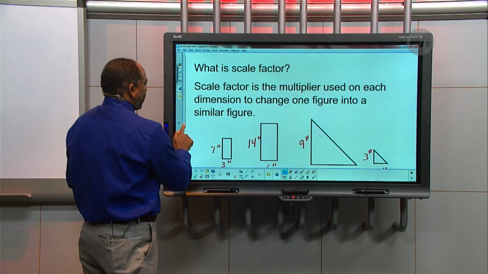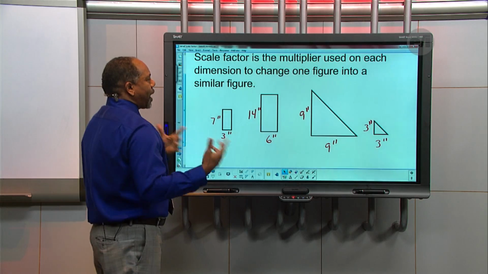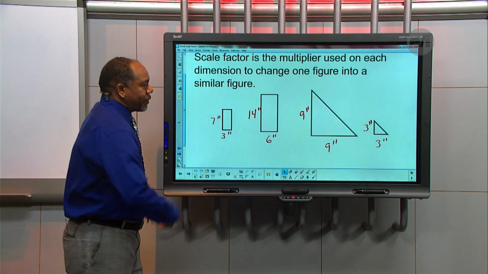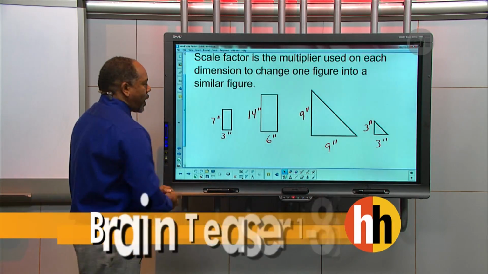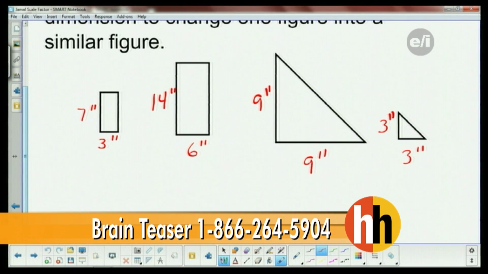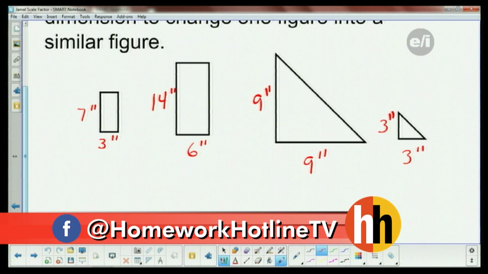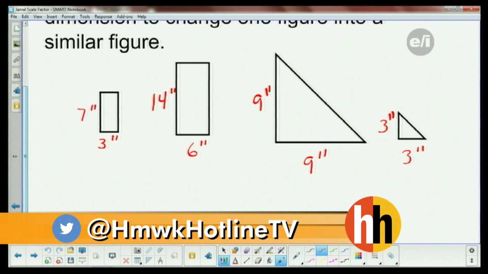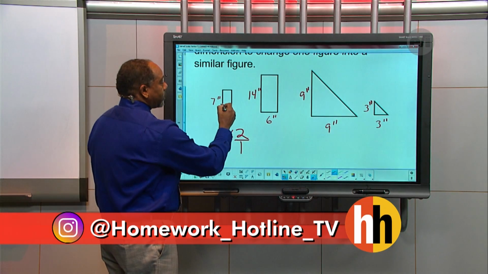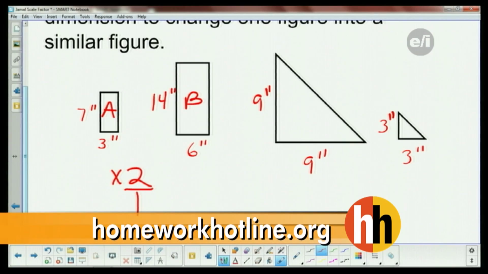So what is scale factor? Scale factor is the multiplier used on each dimension to change one figure so it is similar to another figure. I've got a couple of rectangles here and a couple of triangles. In this first example, this rectangle is similar to that rectangle, and we do something to the first rectangle to get to the second one. What do we do to 3 to get to 6? We multiply it by 2, or 2 over 1. So the scale factor to go from triangle A to triangle B is 2.